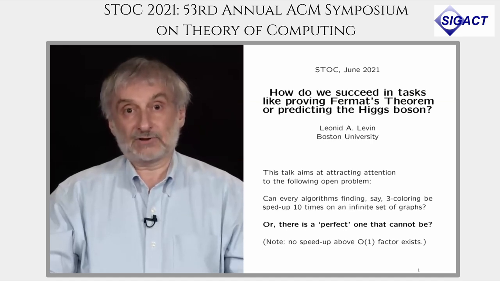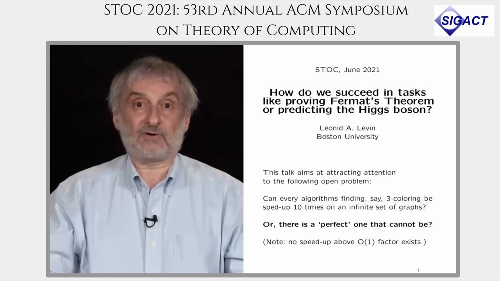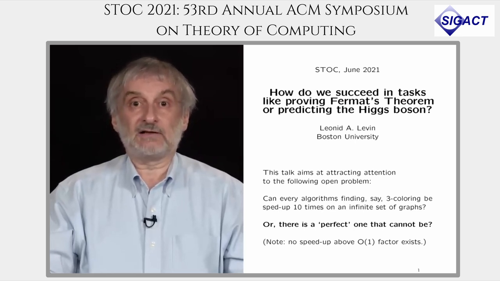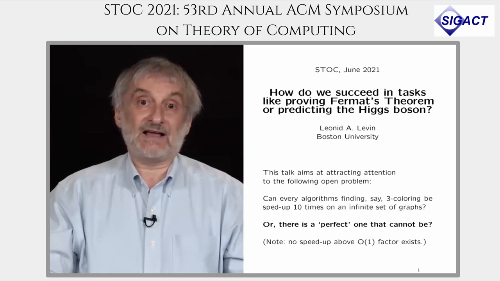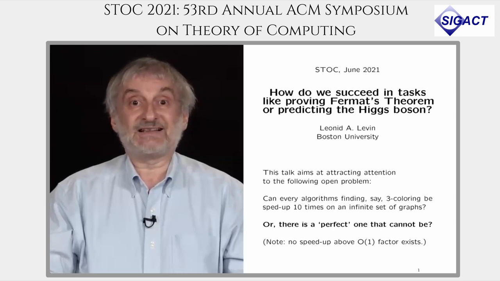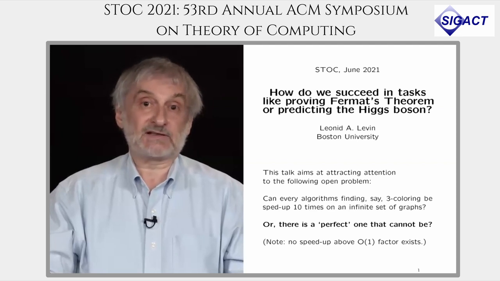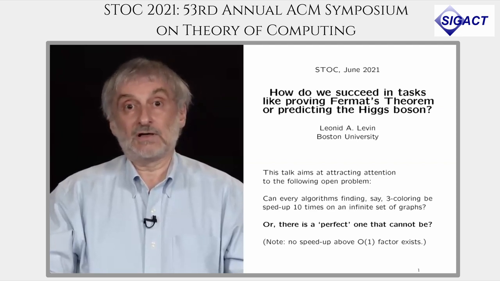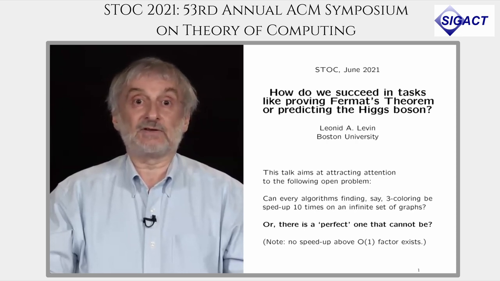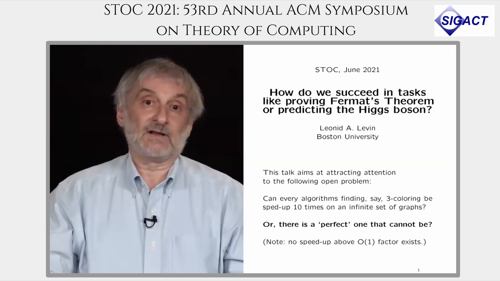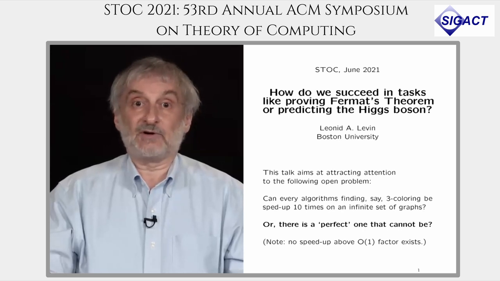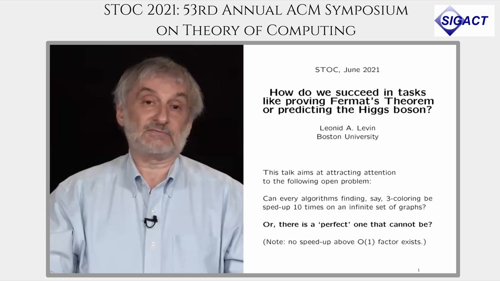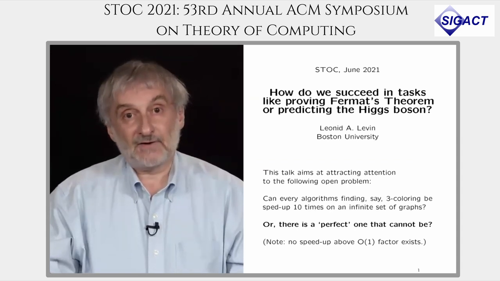Let me now get more technical and focus on a specific problem. Consider, for instance, algorithms that three-color given graphs. Is it true that every such algorithm can be sped up 10 times on some infinite set of graphs? Or is there a perfect algorithm that cannot be sped up 10 times even on a subset of graphs? Note that there is a three-coloring algorithm that cannot be sped up by more than a constant factor on any subset. The question is, must this factor get really big?